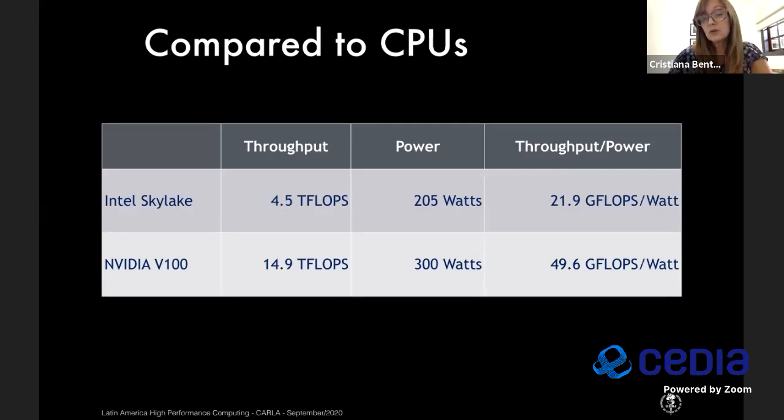I also want to show you some results about energy consumption, which is also important. Here we have some data comparing Intel Skylake with the NVIDIA V100 GPU. We can see that the GPU provides more flops, but spends more energy. But when we look at the ratio between flops per watt, we see that the GPU is twice as good on this ratio than the CPU.